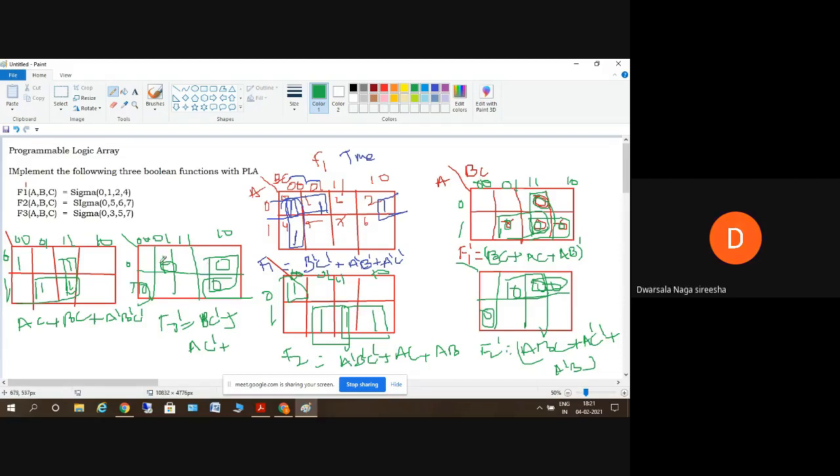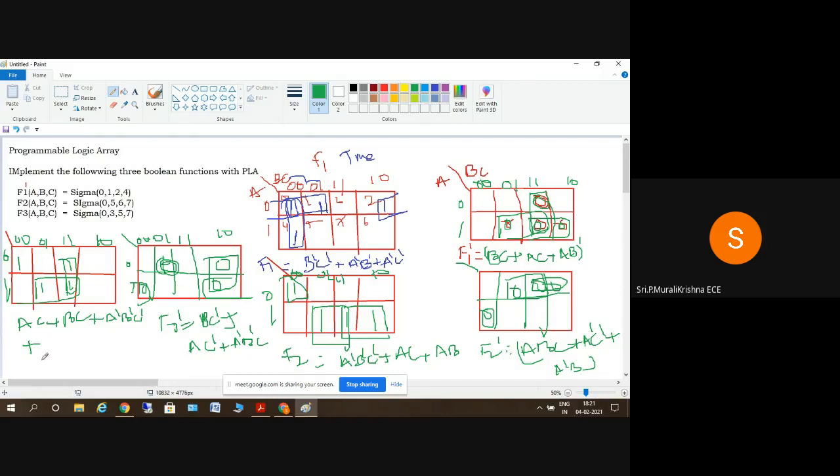Yes or no? Yes, sir. Okay, and what is this value? Yes, sir. This value is A bar, B bar, C. Okay, so this is the true form and this is the complement form.